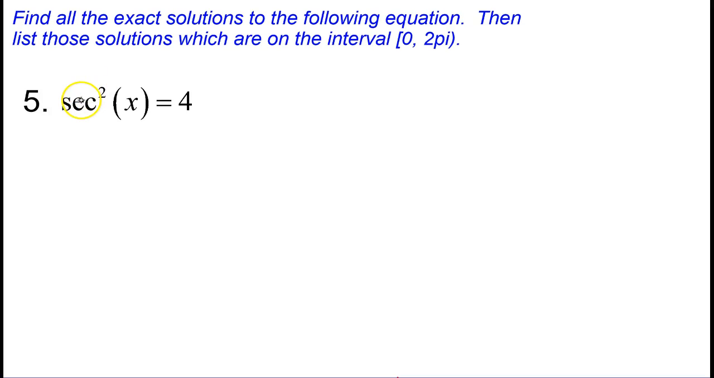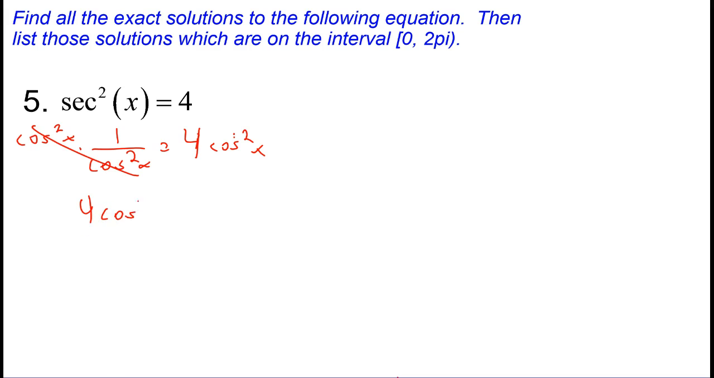Because we know that secant is the reciprocal of cosine, we can rewrite that as 1 over cosine squared of x is equal to 4. And then next I'm going to multiply both sides by the cosine squared of x, which then cancel out, and we're left with 4 cosine squared of x is equal to 1. So then I'm just going to divide both sides by 4, and we get cosine squared of x is equal to 1/4.